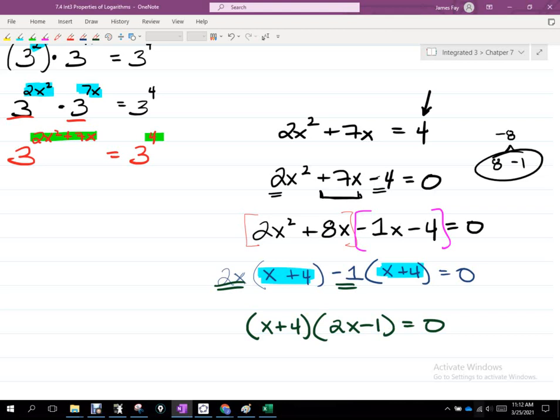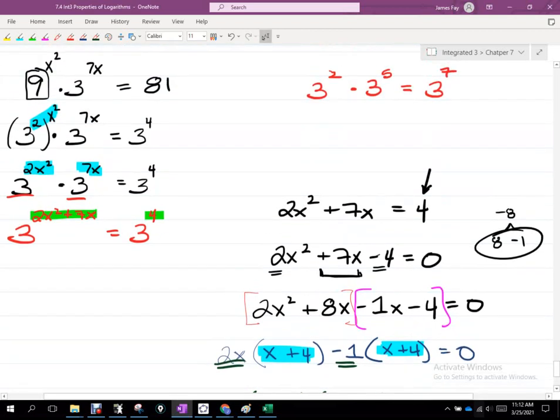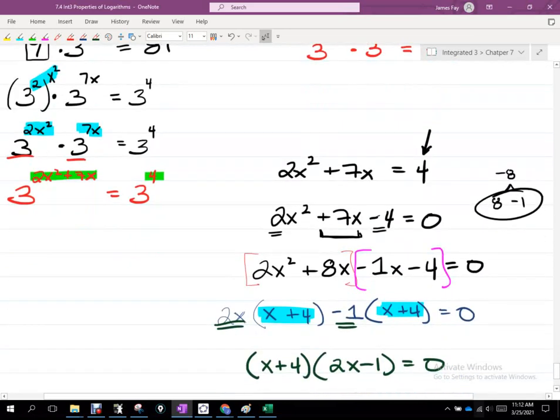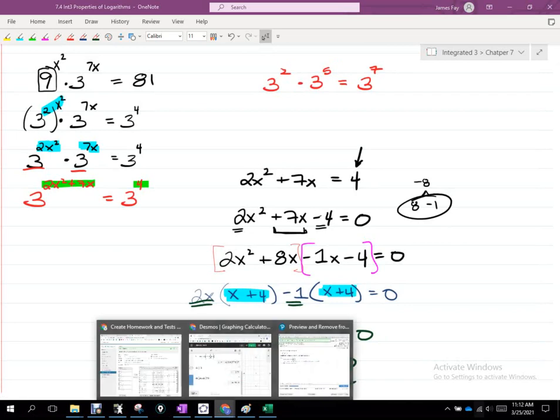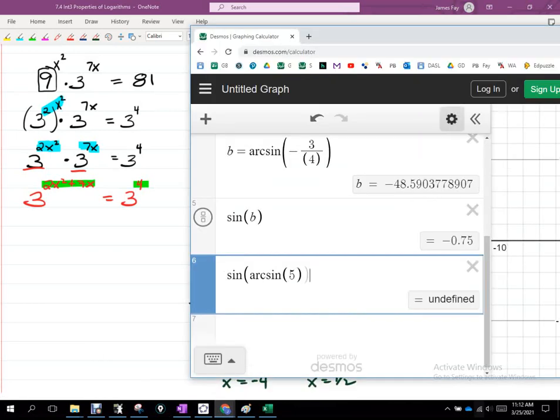So now we have a product of two things and they equal 0. So that means x plus 4 must be 0, or 2x minus 1 must be 0. And then x is -4, and x is 1/2. Those are my two answers. Okay? And to check that, because we've done a lot of work, right? So I think it maybe makes sense when you do that amount of work, did we do it all right?